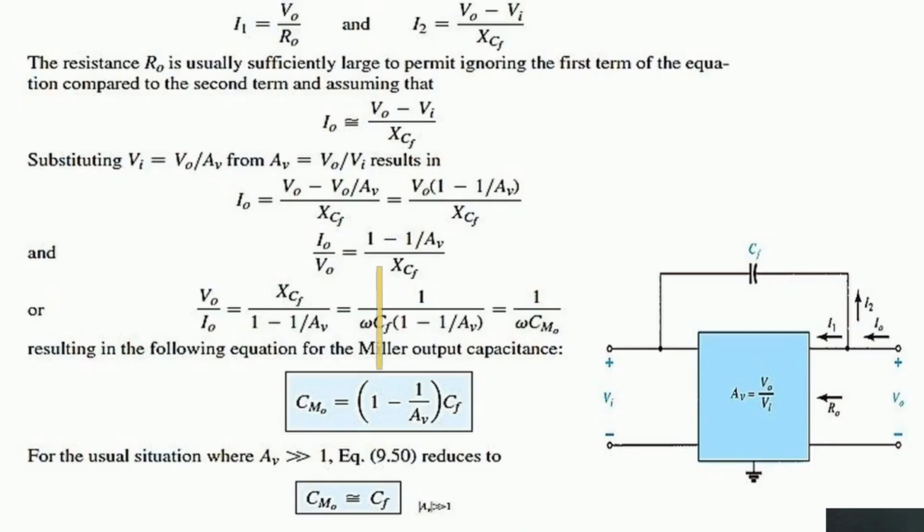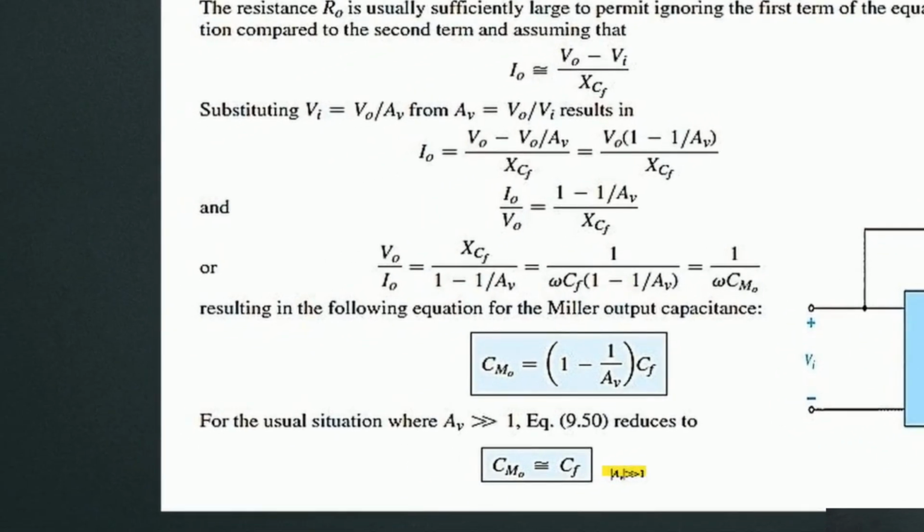This slide shows the formula for Miller output capacitance. When applied to an amplifier with a voltage gain significantly greater than 1, the internal fraction approaches 0. Consequently, the effective Miller output capacitance simplifies to roughly the physical feedback capacitance itself.